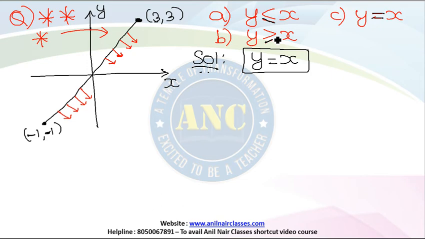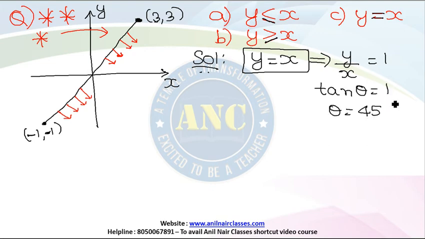So I cannot mark which is the correct answer. Now continuing further, y is equal to x means y by x is equal to 1. Y by x is nothing but tan theta. Tan theta is equal to 1 means theta is equal to 45 degrees. That means the angle made with respect to the positive x-axis is 45 degrees.